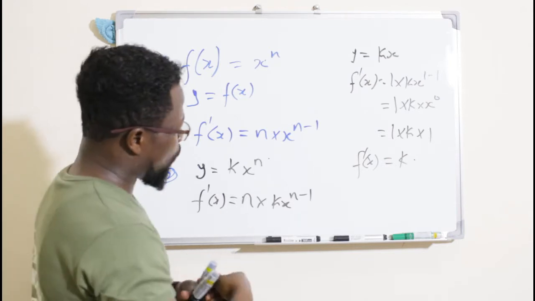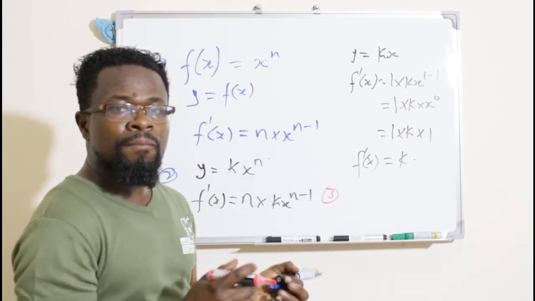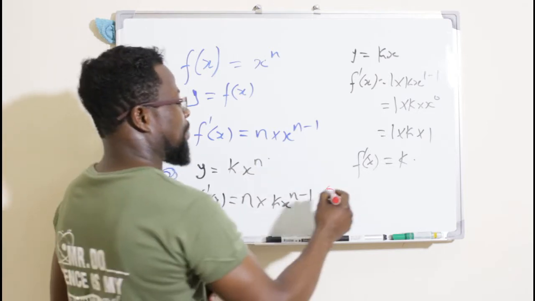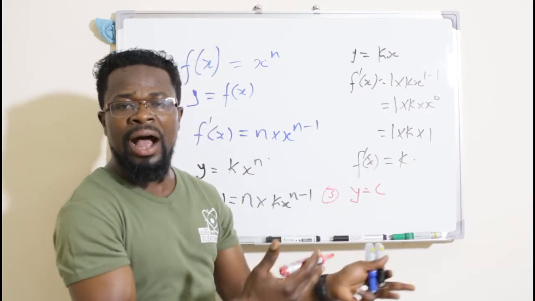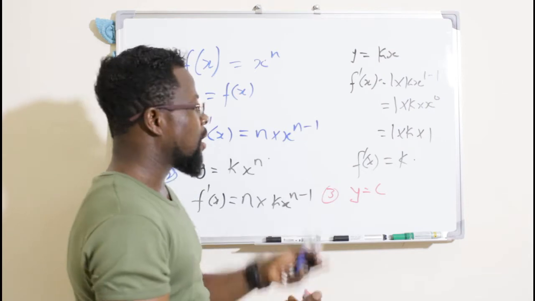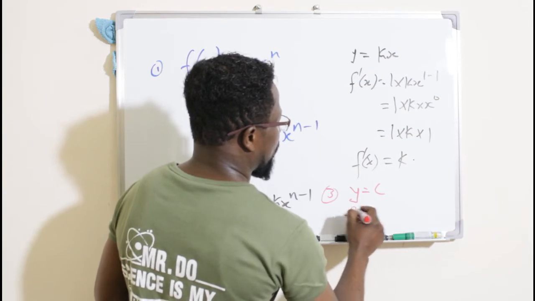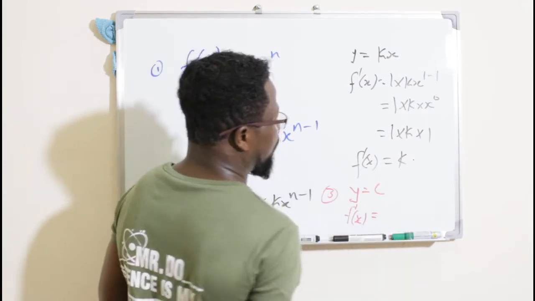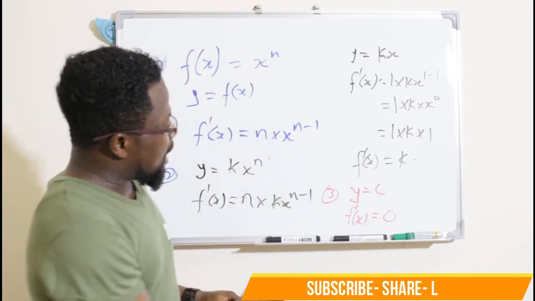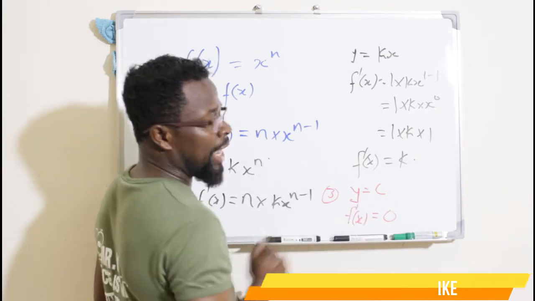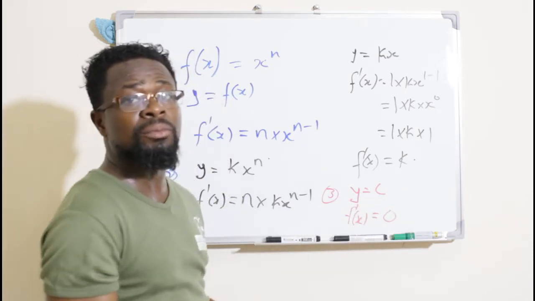Okay, let's look at another case. If I decide to take the derivative of a constant, say I am given y equals c, where c represents a constant like 5, 6, 10, 15 or whatever, the derivative f prime of x is just going to equal 0. Why do we get 0? Because we are differentiating the function with respect to x, and here there is no x. So if there is no x in that particular function, it becomes 0.